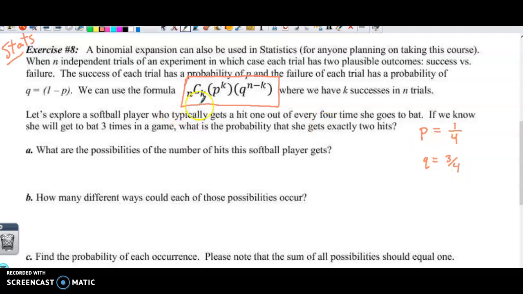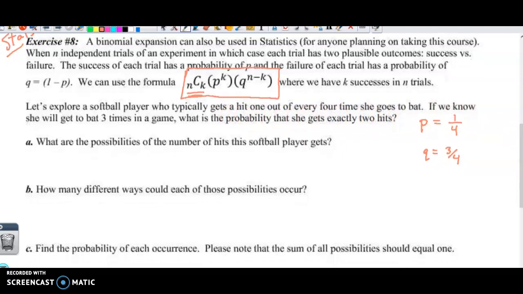And I'm trying to break this down so you understand why we have this statement right here. So if we know she'll get to bat 3 times in the game, what's the probability she gets exactly 2 hits? Okay, you're probably thinking not very likely. But let's start with part A. What are the possibilities of the number of hits this player gets? Well, the first 2, I'm going to use H for hits. She could get a hit first, a hit second, and then I'll use M for a miss.